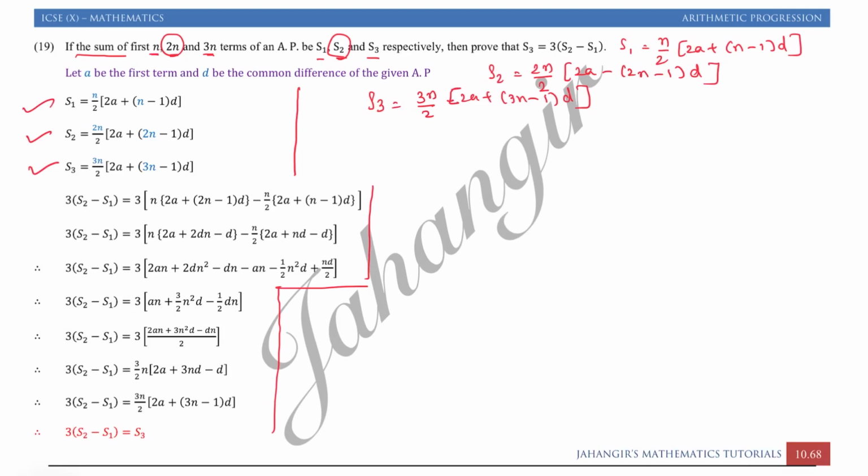Now we have to prove S3 is equal to 3 times S2 minus S1. Let us write the value of 3 times S2 minus S1. So 3 I will take as it is. The value of S2 is 2n by 2.